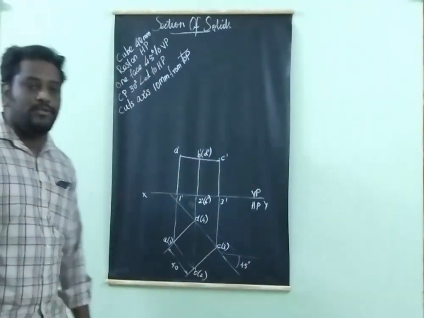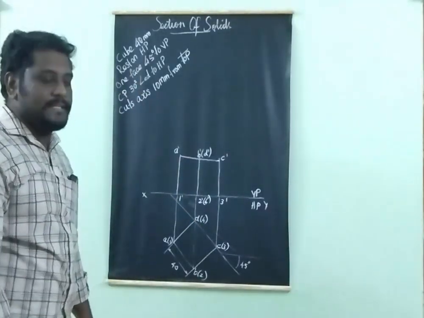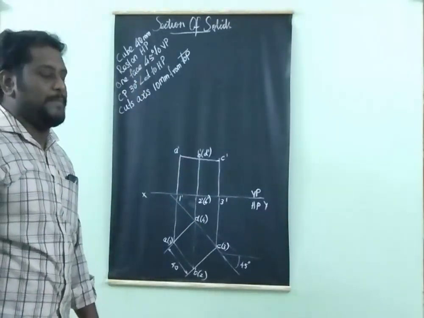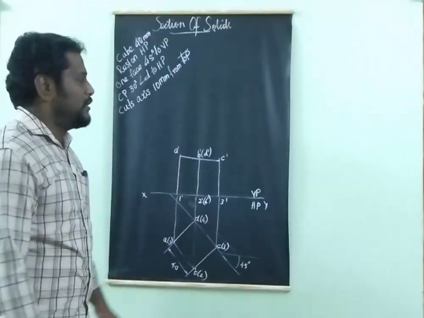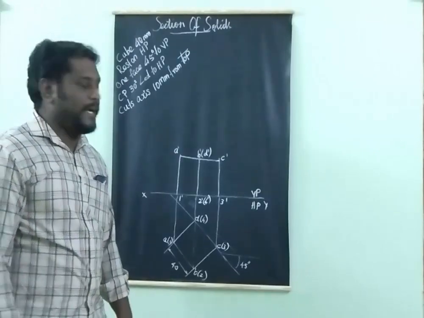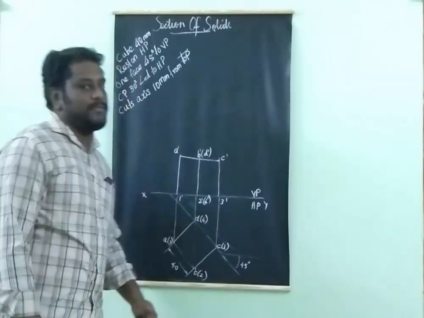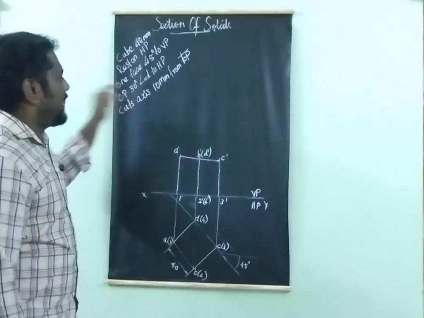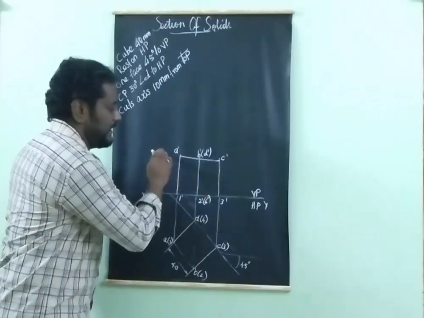Now the next thing is to draw the cutting plane. The cutting plane makes an angle of 30 degrees with HP. You can assume that the cutting plane is parallel to HP, like HP. Once the cutting plane is parallel to HP, I have to draw the cutting plane in the front view, that is above the XY line, right? So the cutting plane makes an angle of 30 degrees, so you have to draw a 30 degree line here.